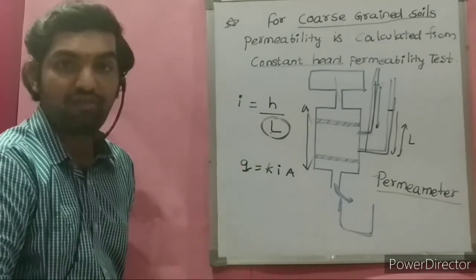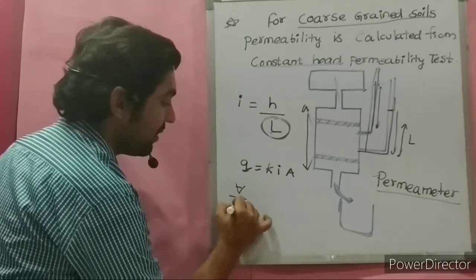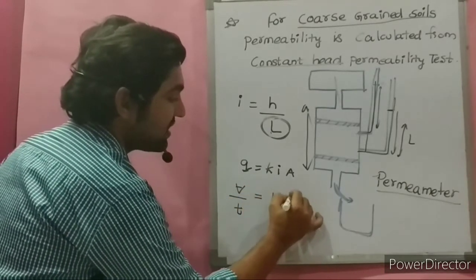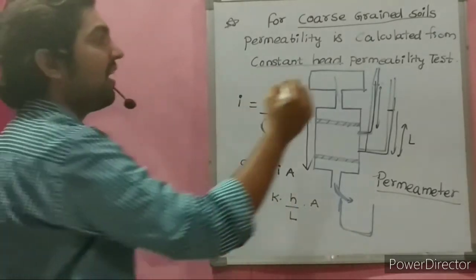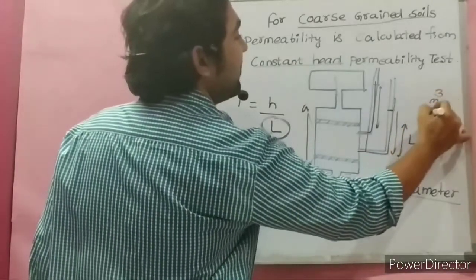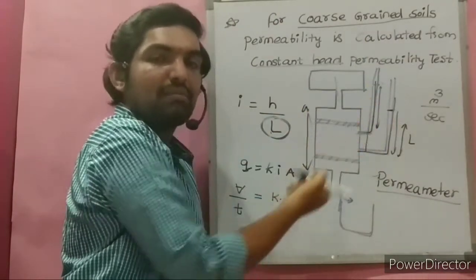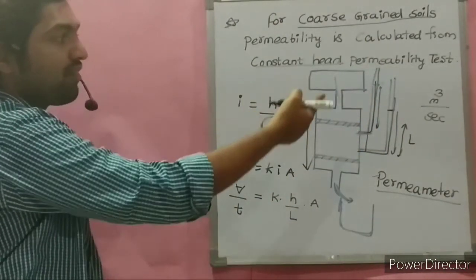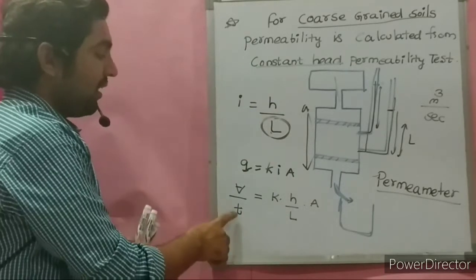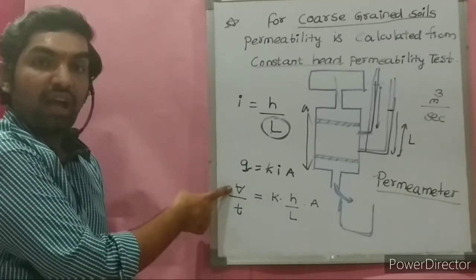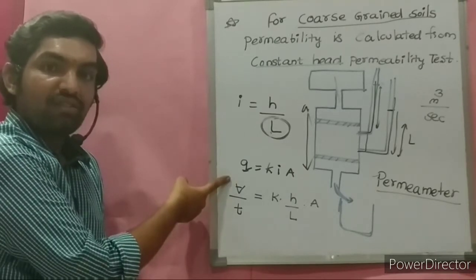Discharge means volumetric flow rate: volume upon time is equal to K into H by L into A. What is the unit of discharge in fluid mechanics? Meter cube per second. Means in 1 second, how many meter cube of water? That is nothing but discharge. Always from the unit you can refer to what the parameter is. In unit time, how much volume of water is flowing through the soil sample?